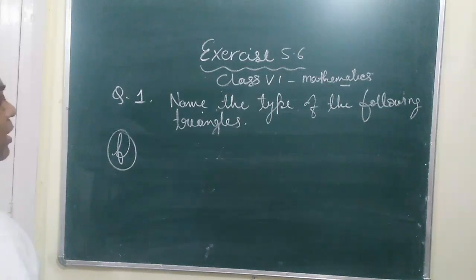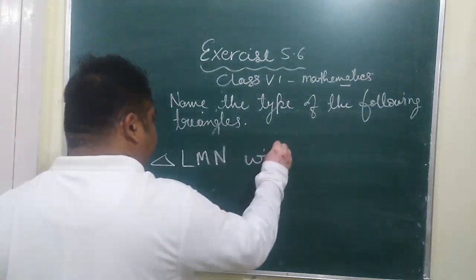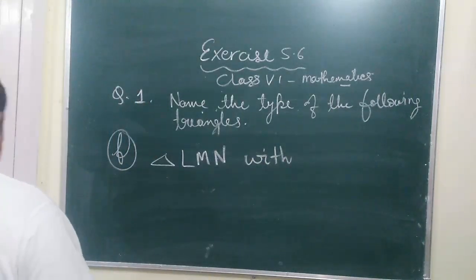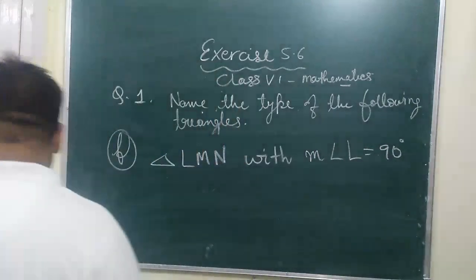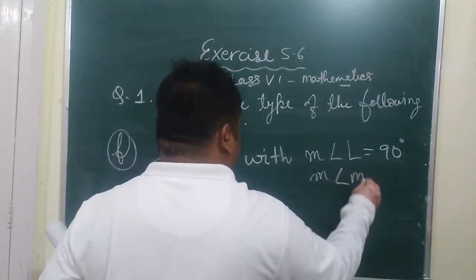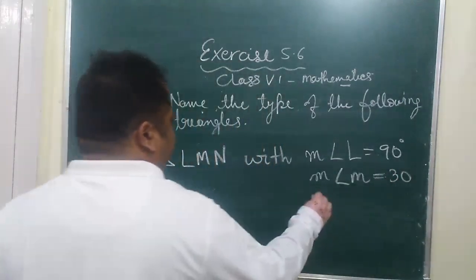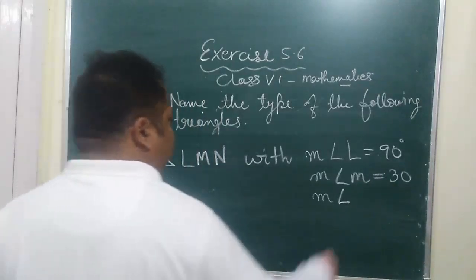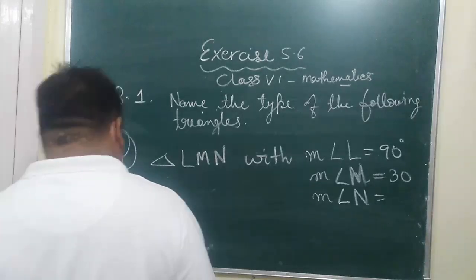Question number 1F. Name the type of the following triangles. Triangle LMN with measure of angle L is equal to 90 degree. Measure of angle M is equal to 30 degree. And measure of angle N is equal to 80 degree.